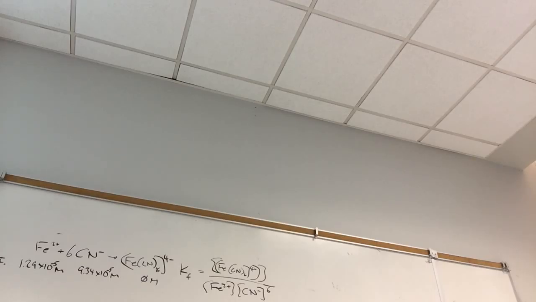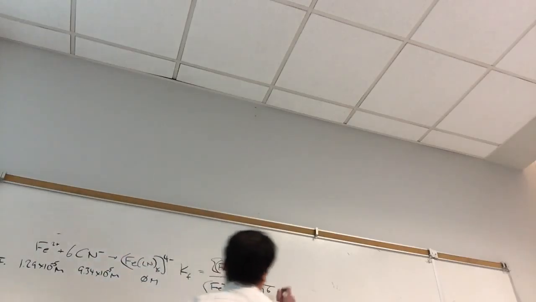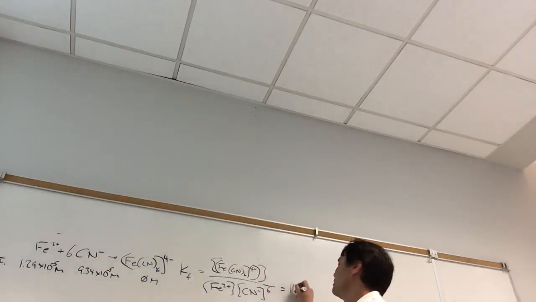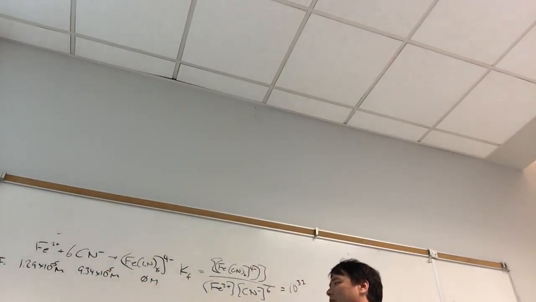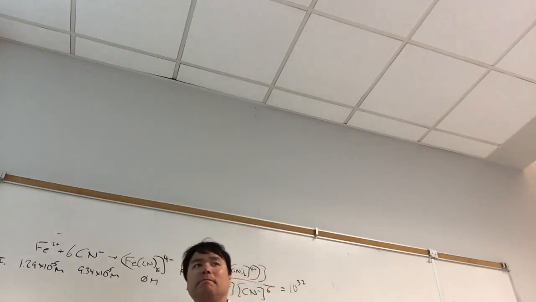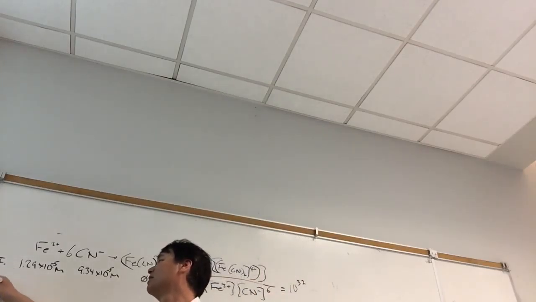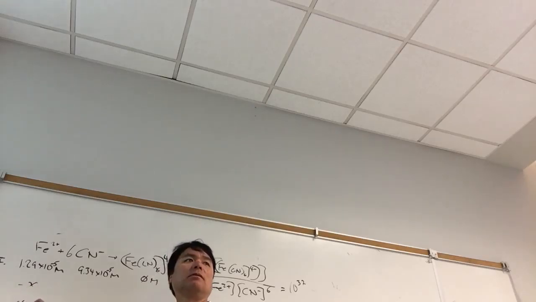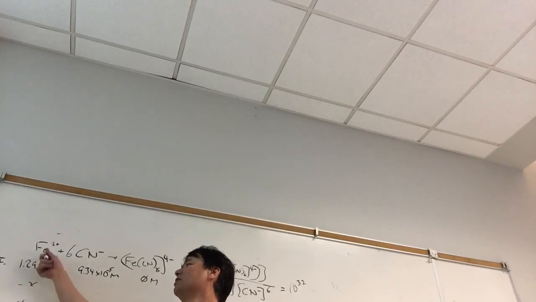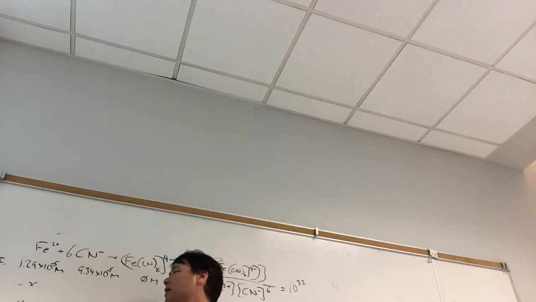Their programmable calculator will fail in this problem. Why? Look at this. This is 10 to the 37. You know what their programmable calculator is going to say? That at the end of this, they get 0 molar iron 2 plus remaining, because their calculator will say x is 1.29 times 10 to the minus 5.